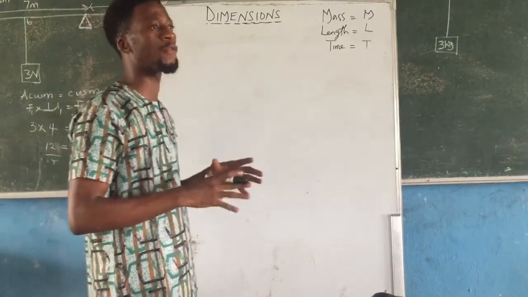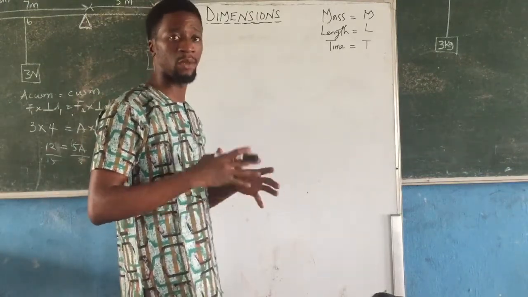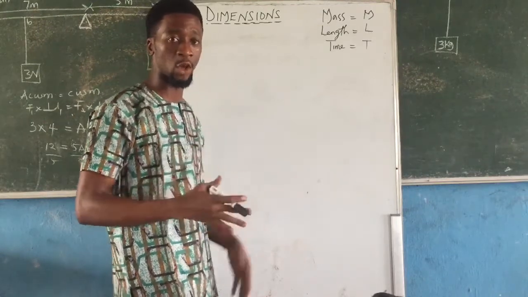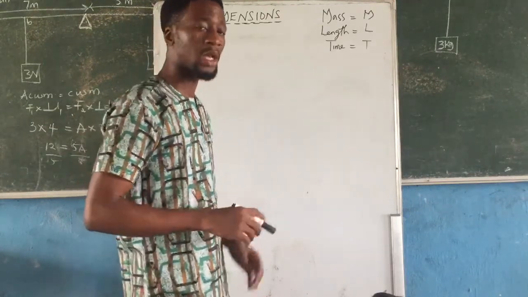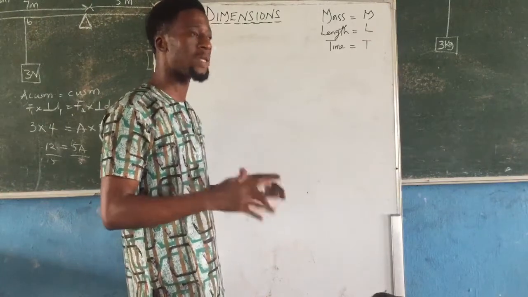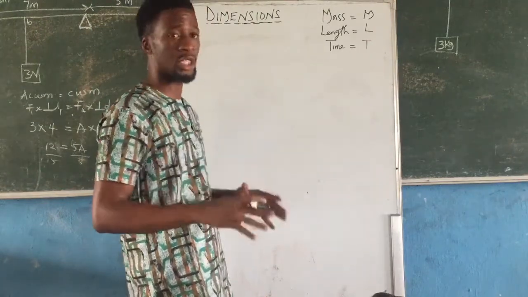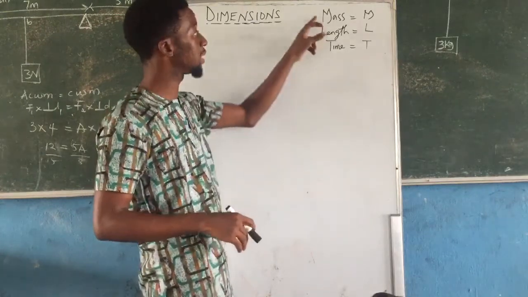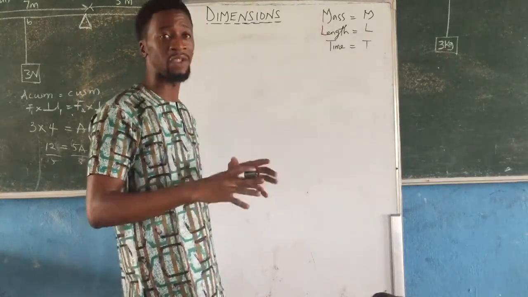Now, if you remember the fundamental quantities, we divided them into two. We have the basic fundamental quantities and we have the supplementary fundamental quantities. The basic fundamental quantities are just three of them: mass, length, and time. And it is with this mass, length, and time that we are going to derive the dimension.